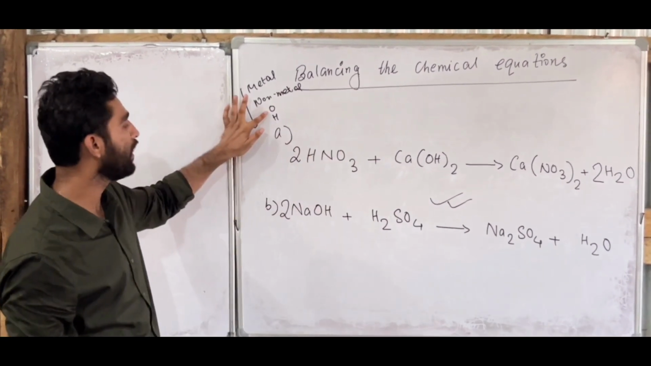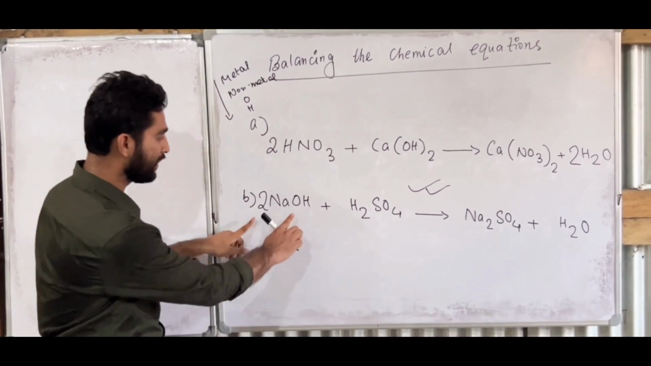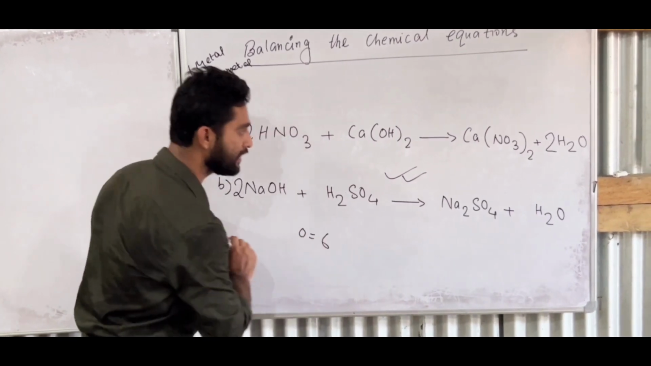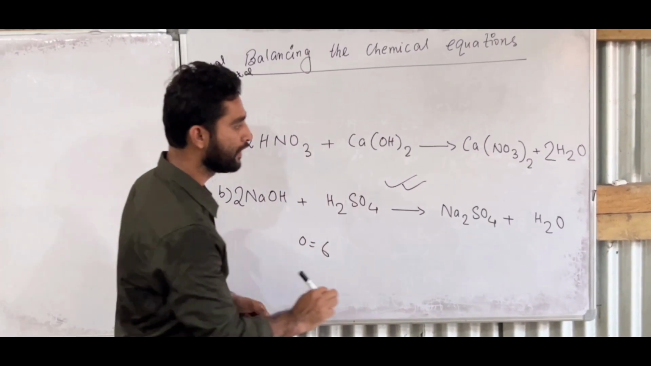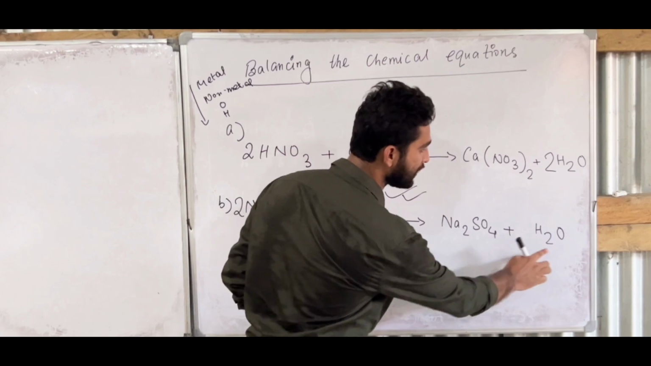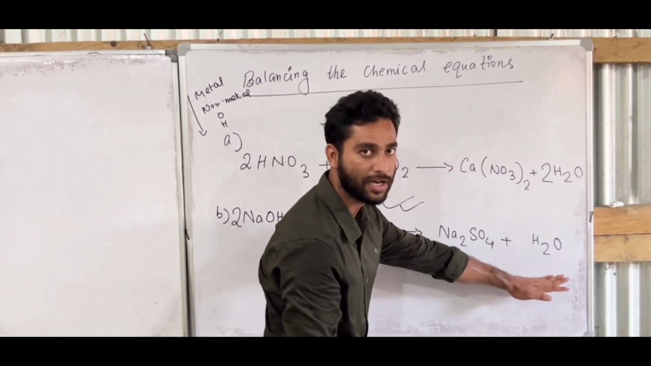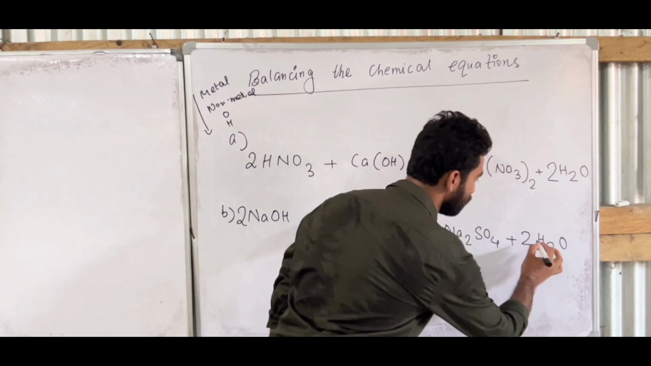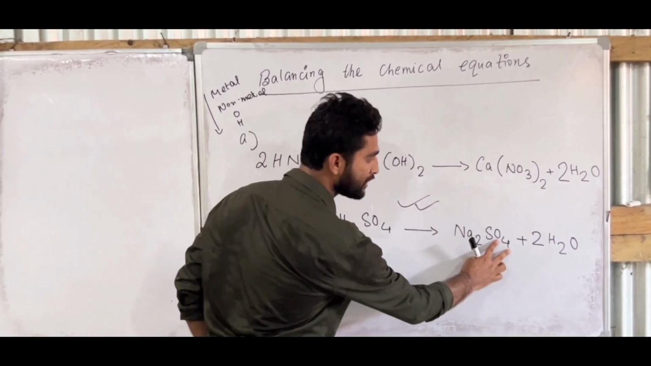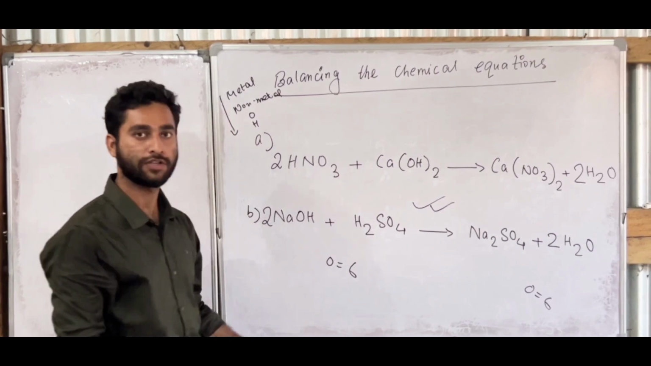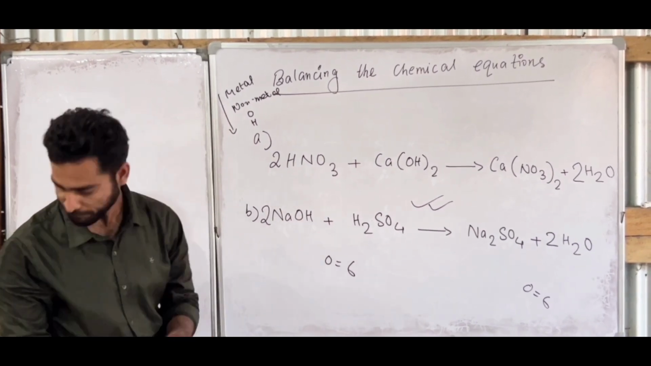Now try to balance the oxygen. Oxygen check. 2 oxygen plus 4 oxygen. That means left hand side oxygen is 6, isn't it? But this side oxygen how many? 4 oxygen plus 1. This side oxygen is 5. That means this side number of oxygens are less. So here you put 2. Now you check 2 oxygen plus 2 oxygen. That means oxygen became 6. So oxygen is balanced, isn't it?